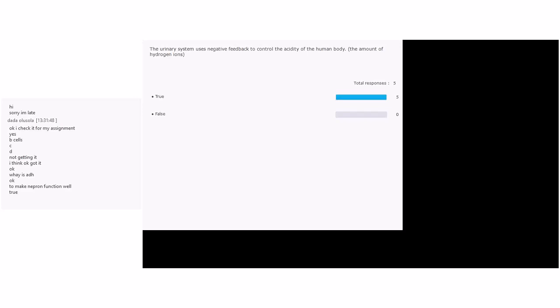Let me see if I have one more. I might have two more actually. Excretion is the movement of substances from blood to the filtrate. True or false?